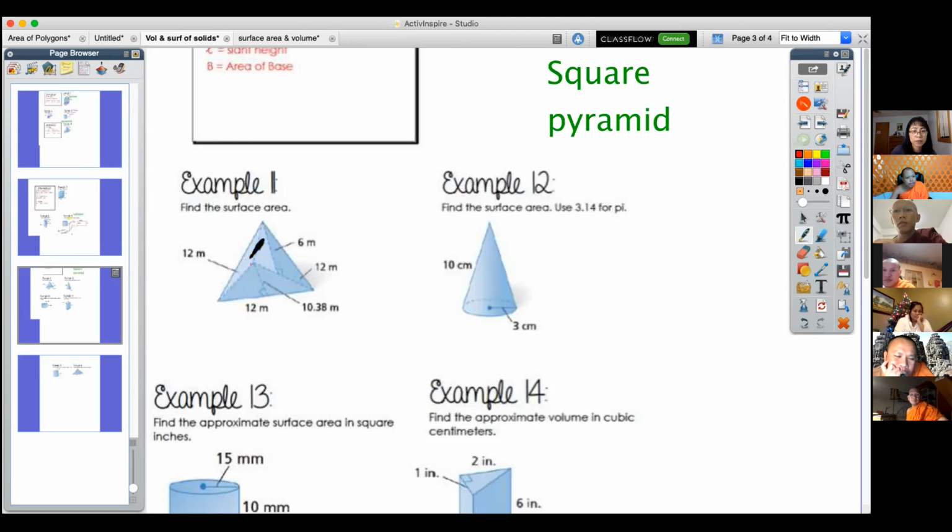Base times height divided by 2. Base times height divided by 2. So you have to unfold it. The base we know already, 12 times 10.38 divided by 2. And we have 3 faces, unfolded. 6 here. Oh, 12, all of them are 12. This one is 12, this one is 12. Yeah, equilateral triangle.